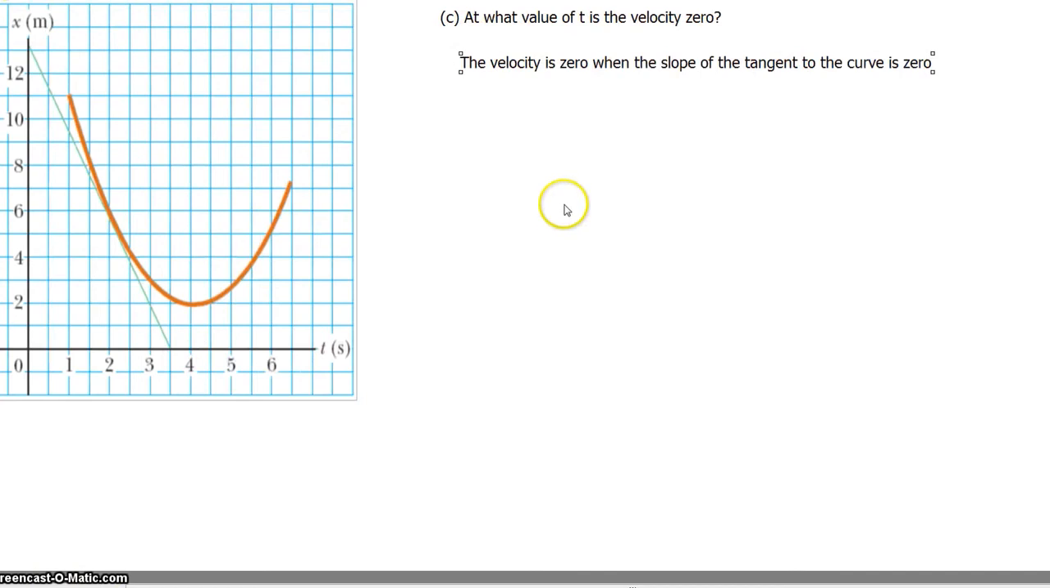So now at what value is the velocity equal to 0? Well, the velocity is 0 when the slope of the tangent to the curve is 0. So that's at this point here, at about t is equal to 4 seconds. We can draw our tangent. It's a line with 0 slope. So that's the tangent to the curve at t equals 4 seconds. So the velocity is 0 when t is equal to 4 seconds.